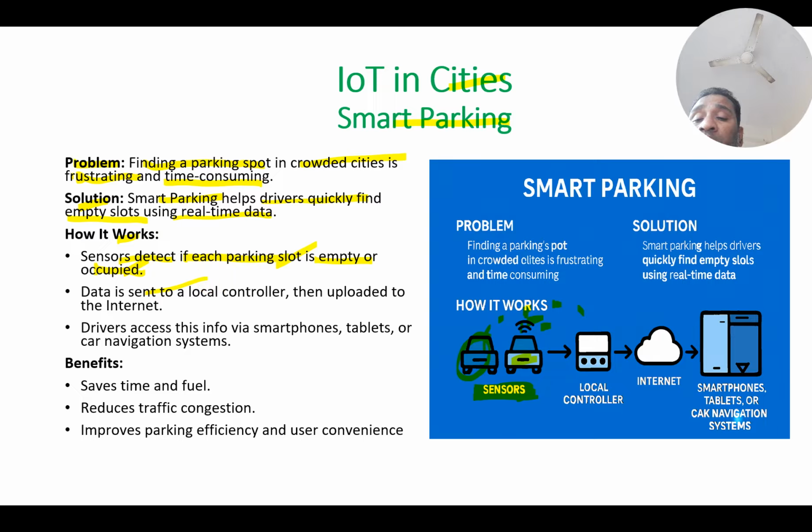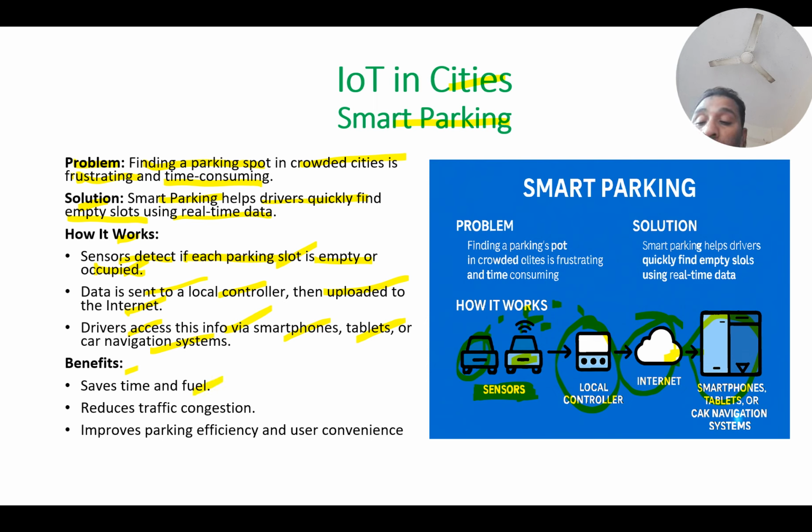That data is sent to the local controller where it is processed, then it is uploaded to the internet. See, it sends to the local controller, it is processed, and the processed data is sent to the internet where the users or the drivers can access the data. What data? Empty or occupied. Drivers access this information via smartphones, tablets, or car navigation systems.